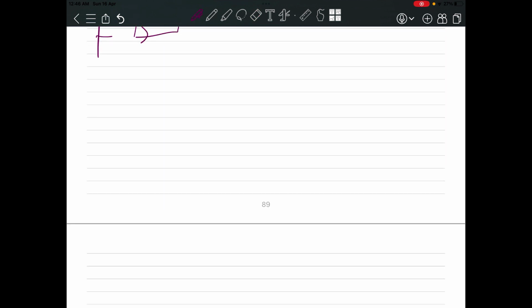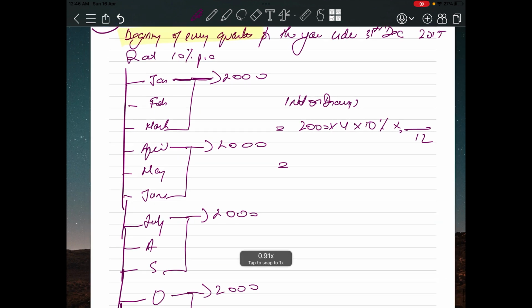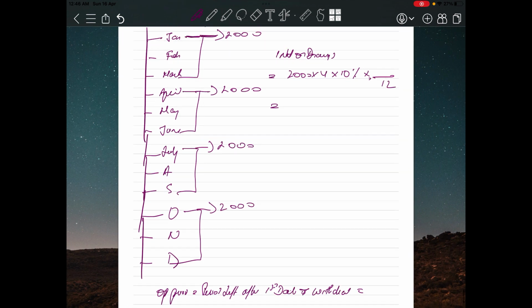Okay, so what will be the opening period? Opening period is period left after first date of withdrawal. Okay, how much month is left after first day of withdrawal? See, when is first withdrawal done? First withdrawal is done on 1st Jan. Okay, 1st Jan, beginning of the quarter. So how many period is left? Basically 12 period is left, right?